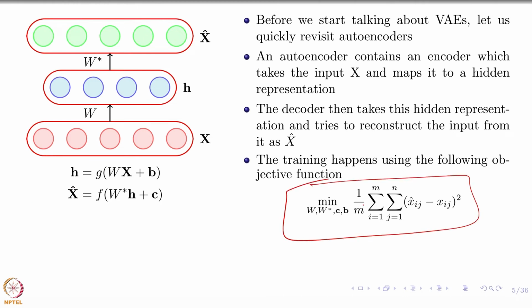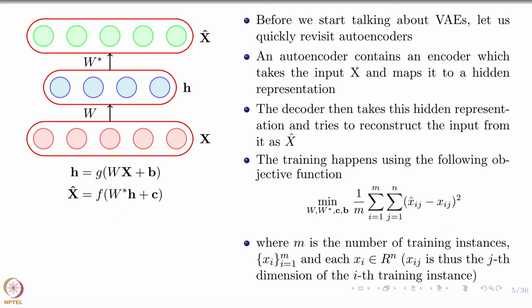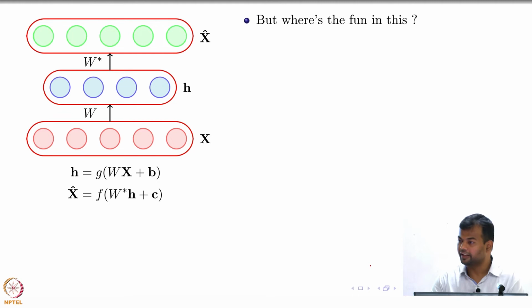So you have m training points, and the data is n dimensional. For all the training points, for every dimension, you want to minimize the difference between the predicted value and the true value. We have done this tons of times in the course. m is the number of training examples, and n is the dimension of the data that was given to you. This is what we have done many, many times in different applications, and in particular in the context of autoencoders.